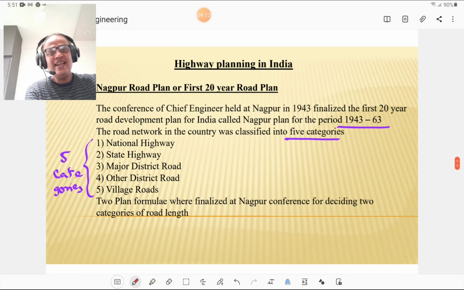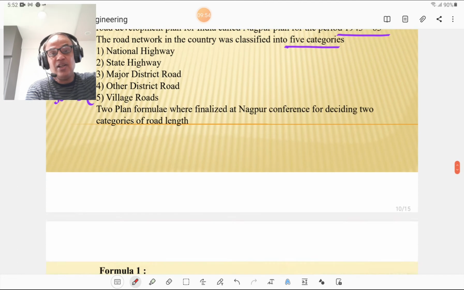Then highway planning in India. We already discussed in our previous lecture that the Nagpur road plan is the first 20-year plan, and it is the pioneer in road development in India, because this plan divides the roads into 5 categories, namely national highways, state highways, major district roads, other district roads, and village roads. This plan was formulated in 1943, applicable from 1943 to 1963, and this is the first 20-year plan. And 2 plan formulas were finalized in the Nagpur conference for deciding the 2 categories of road length.